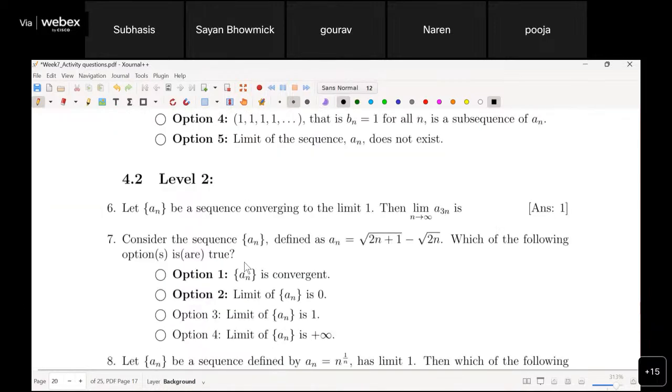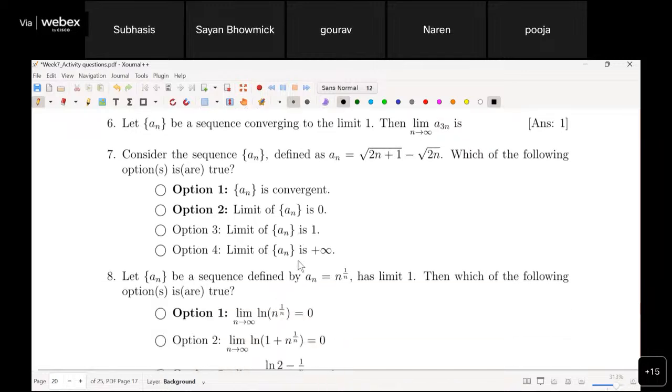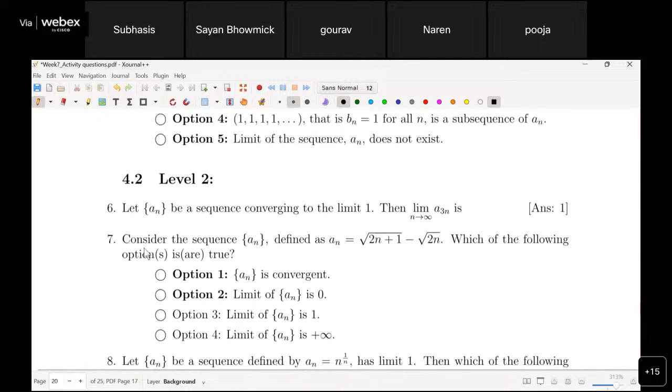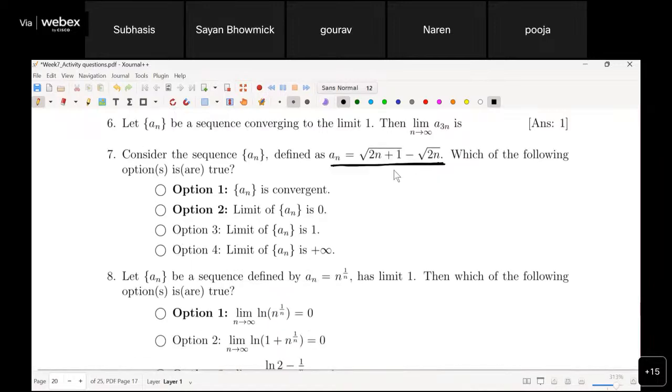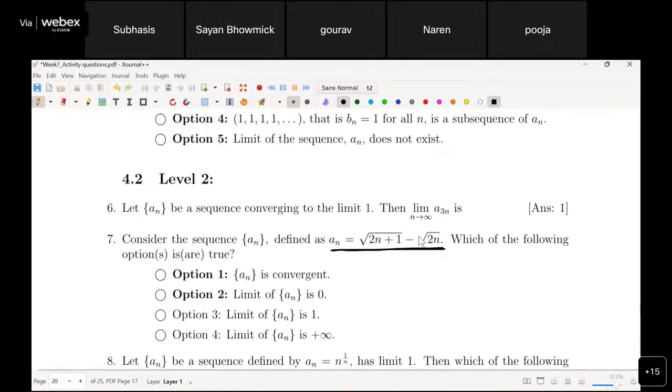I'll come to subsequences maybe later. Okay, what about question number 7? So now this is a slightly trickier one. What will be the limit? Rationalizing, yes, correct approach. The problem with this question is, if you try to do it directly, most likely you can't go anywhere. So instead of doing that, you just need to rationalize the quotient.